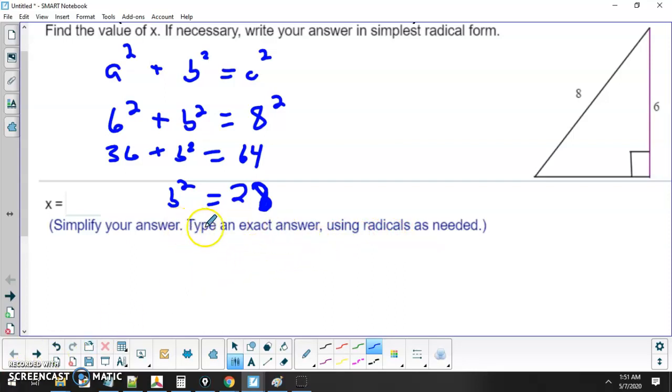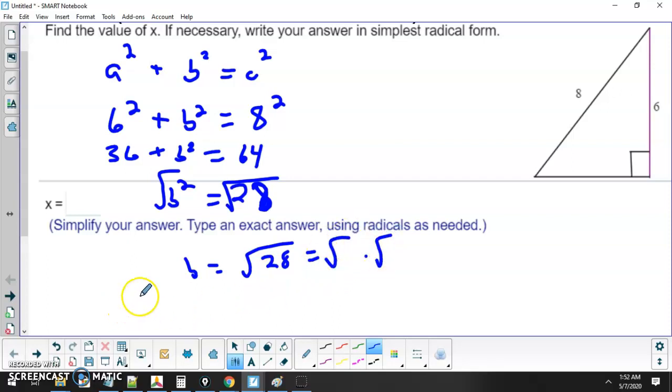So what we have to do here is simplify. Now our answer is not 28. We have to take the square root of both sides first. Okay, so b is equal to the square root of 28. But that is not simplified, okay? When you simplify radicals, you split it into perfect squares, and you take out any perfect squares.